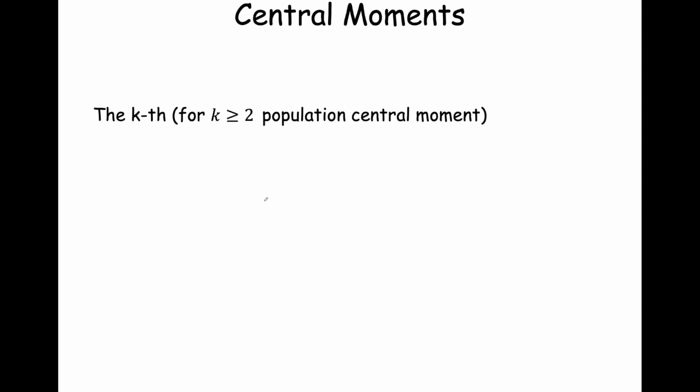So let's look at central moments. For k greater than or equal to 2, we'll talk about the population central moment, meaning it's the population moment, but we centered it by subtracting off the mean. So here, mu sub k is the expectation of x minus mu sub 1, the first population moment, or the population mean, raised to the k power, because this mu sub 1 is the center or the balance point of a population distribution.